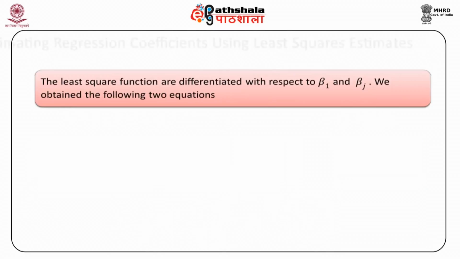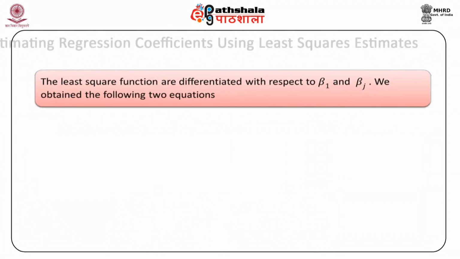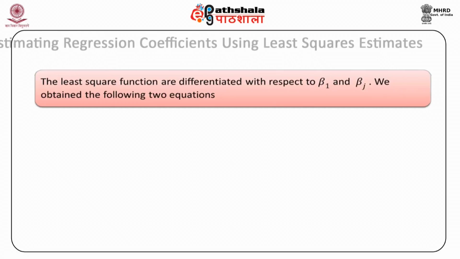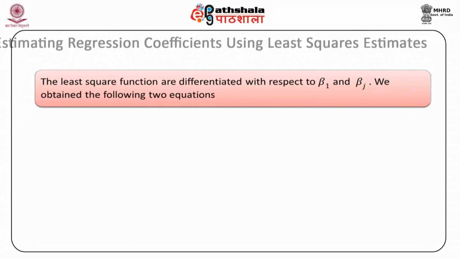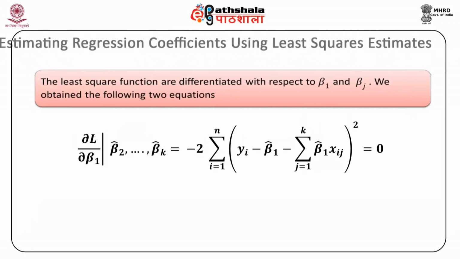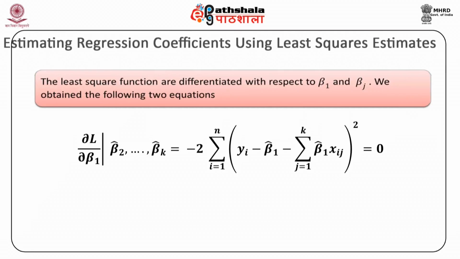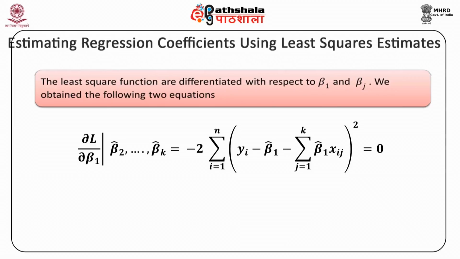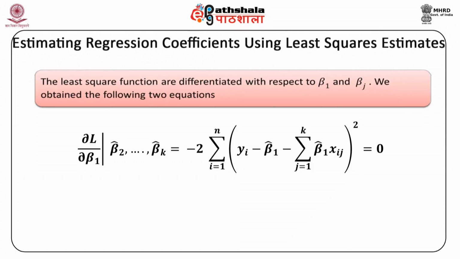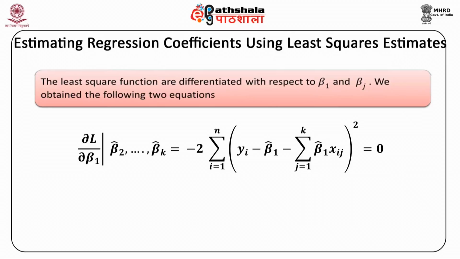The least squares function is differentiated with respect to beta 1 up to beta k, and we obtain the following equations. Derivative of L with respect to beta 1, given beta 2 to beta k, is equal to minus 2 summation over i from 1 to n of yi minus beta 1 hat minus summation beta j hat into xij, where j is from 2 to k, whole square, equal to 0.